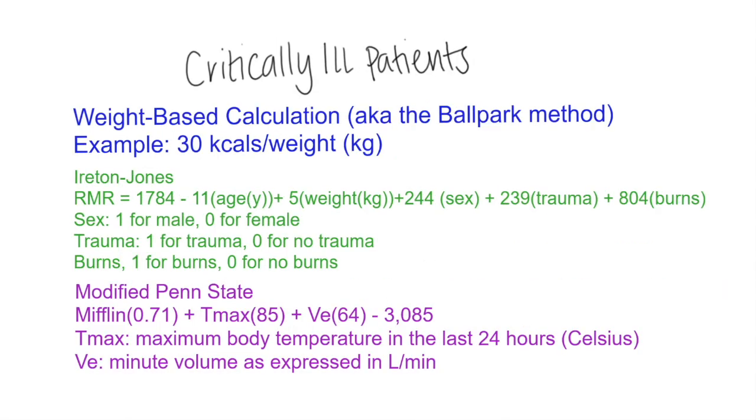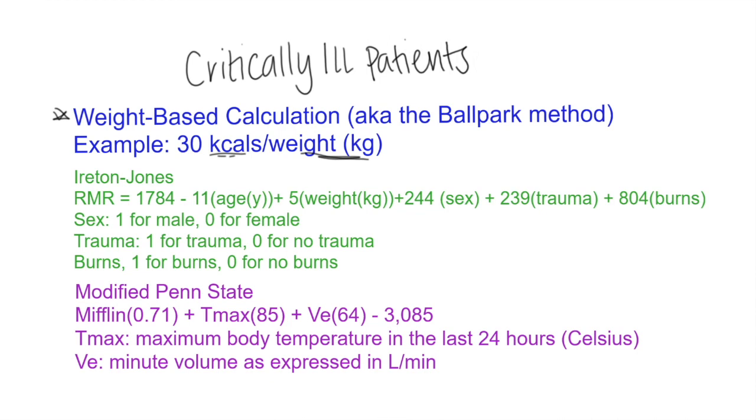So now that we've looked at the healthy patient equations, let's take a look at those equations that are specifically for patients who are critically ill. Within this category, you may also see those weight-based calculations pop back up. So what I call that ballpark method. These weight-based calculations, again, are literally just utilizing weight, typically in kilograms, to be able to calculate how many calories to provide.